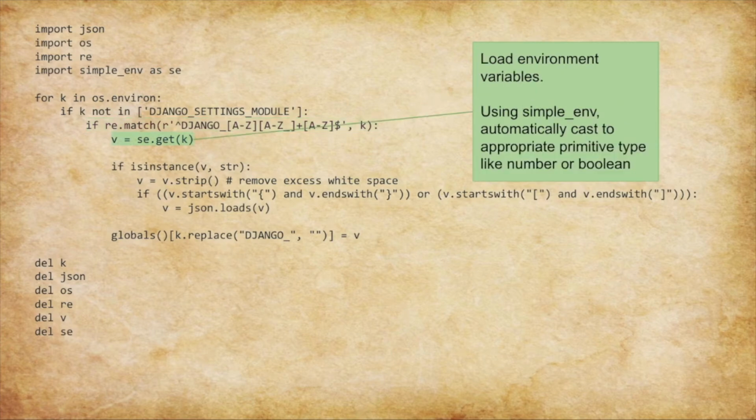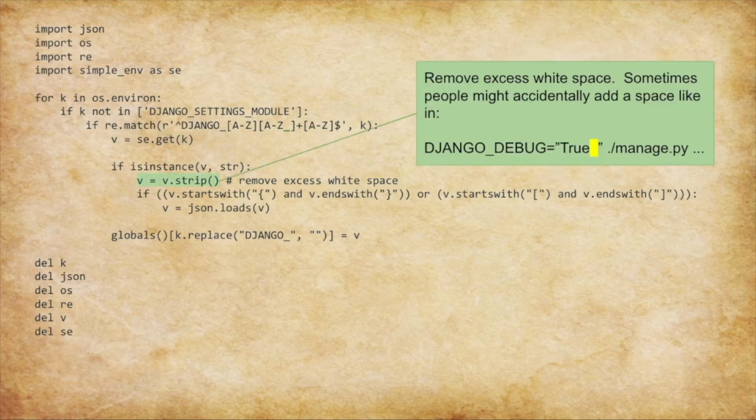This line loads the environmental variables using the Simple-Env library and automatically casts them. If your environmental variable is a JSON string, it will still be a string at this point. This line is really just to catch those mistakes where you might have an accidental space at the end of your environmental variable. Happens to all of us.